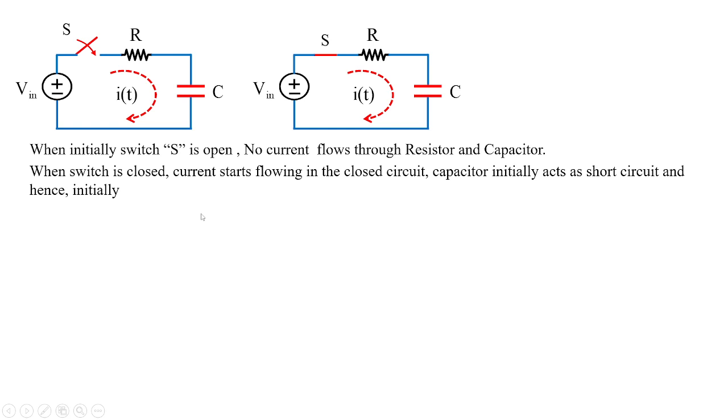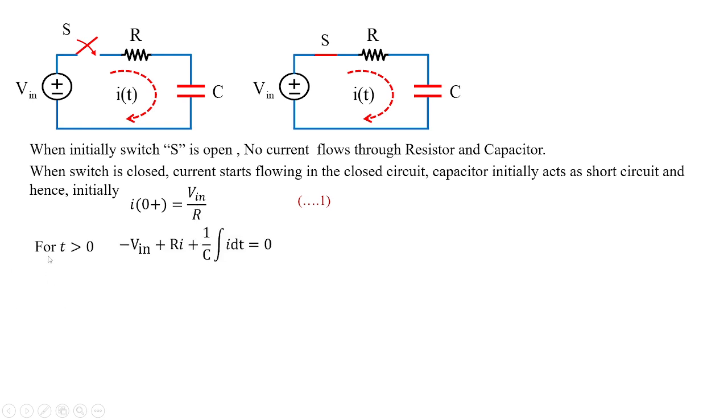And when the switch is closed, current starts flowing in the closed circuit, and the capacitor initially acts as a short circuit, and hence initially the current through the circuit would be Vin by R. So this is the instant at t equal to 0 plus condition that you need to keep in your mind. Okay, so the initial current is Vin by R.